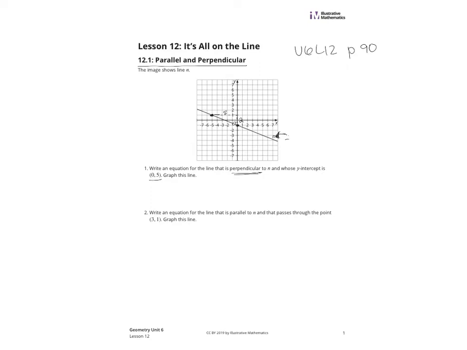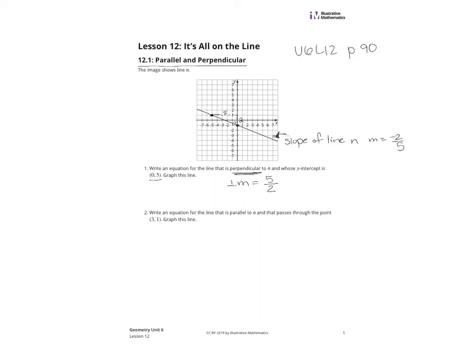So it looks like the slope of line N is negative 2/5. Remember, it's your rise over your run, so it's the y change over the x change. If it's perpendicular, then any line perpendicular would have the opposite reciprocal slope. So the slope would be 5/2, and it would be positive because it's the opposite reciprocal slope.